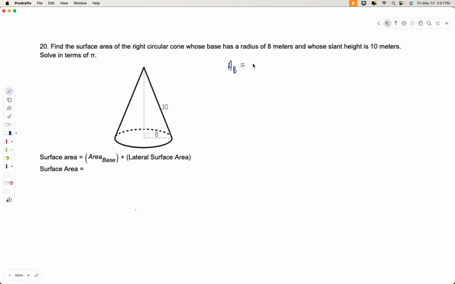So we know to find the area of the base, we've got to do pi r squared, which is going to be pi times 8 meters by 8 meters. 8 times 8 is 64. 64 times pi meters squared. That is the area of the base. So we put that in here.